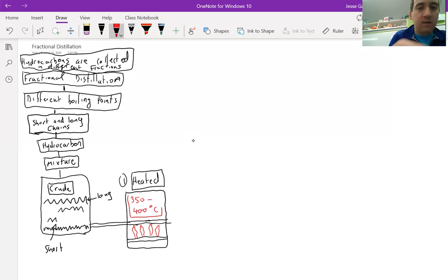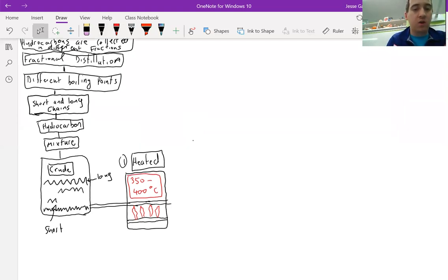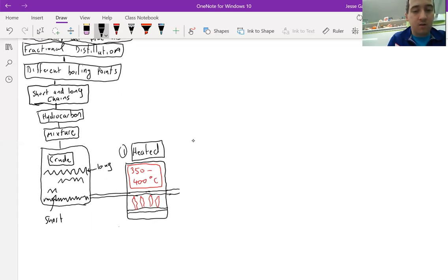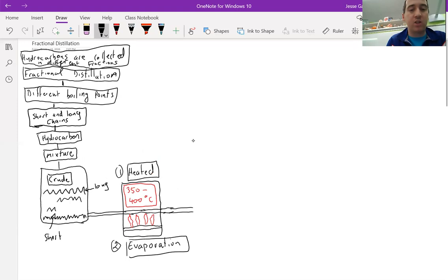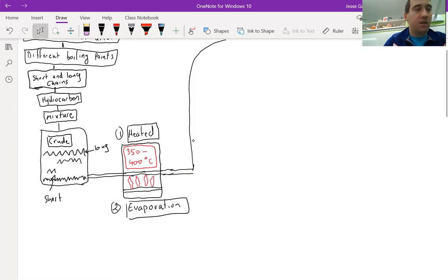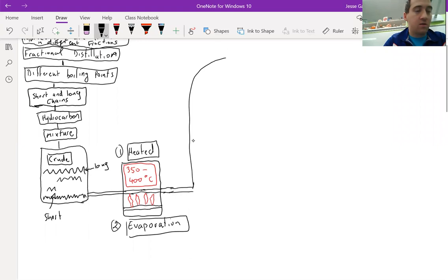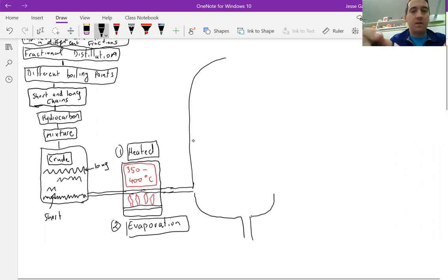Now, when heat is added, what will happen to most of the hydrocarbons, the short and the longer chains? What's going to happen to them? On three, one, two, three. I'm hoping you said step two is they are going to evaporate or boil. They're going to turn into gases. You said that, well done. So we get evaporation. Most of the hydrocarbons are going to have turned into a gas if they have reached a boiling point. They then flow on the move into what we call a fractionating column. So it's a very tall tower-like structure that looks like this. Okay, now.